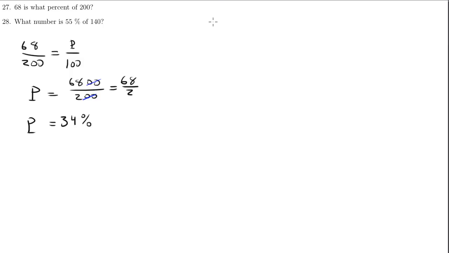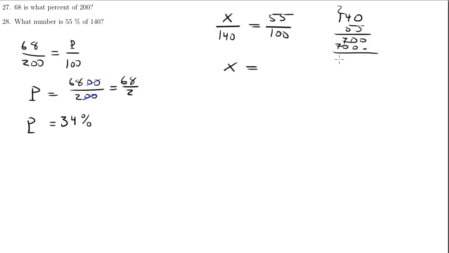What number is 55% of 140? So x is going to be equal to 140 times 55. 7700, so this is 7,700 over 100. Once again, these zeros are going to drop off, and we'll be left with x is equal to 77. Cool. Those are our answers. That's it for this video. Next time, part 3.